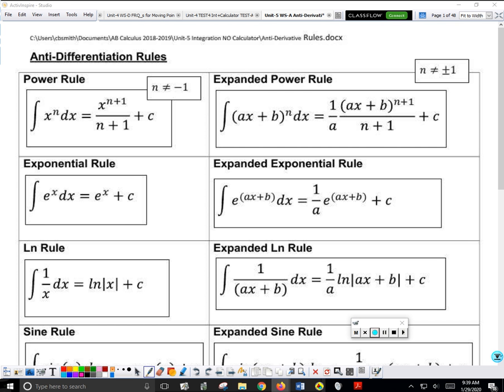Okay, look at the second half. This says x to the n plus 1. This says ax plus b to the n plus 1. All I'm doing is wherever there's an x, I'm just putting in ax plus b. So the first part of the trick is just to get from this side of the rule to this side of the rule. You just take wherever you have an x and you put in an ax plus b. The only extra is you end up with a 1 over a multiplier as well.